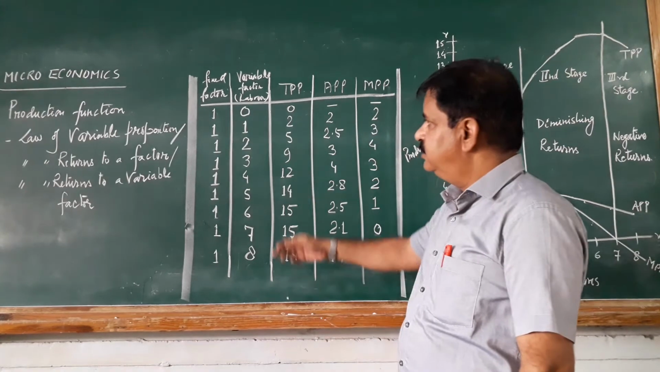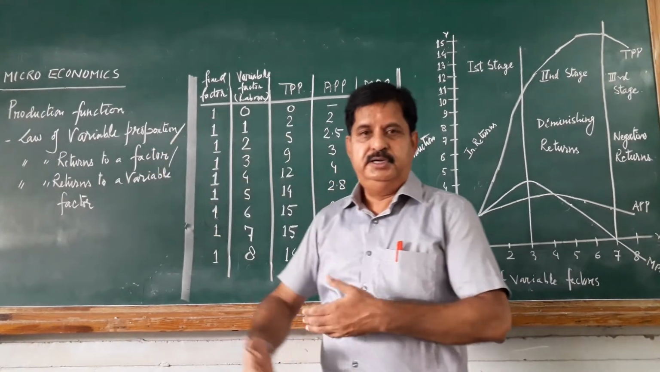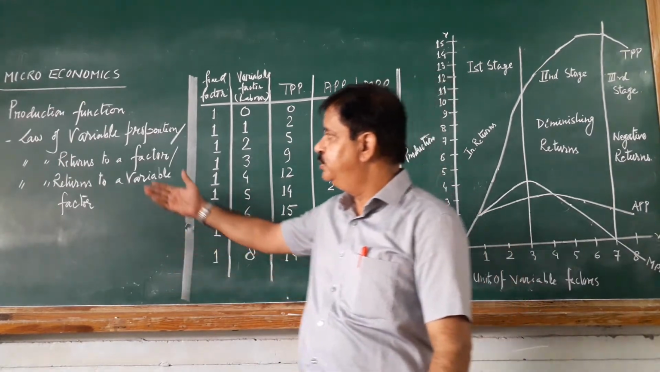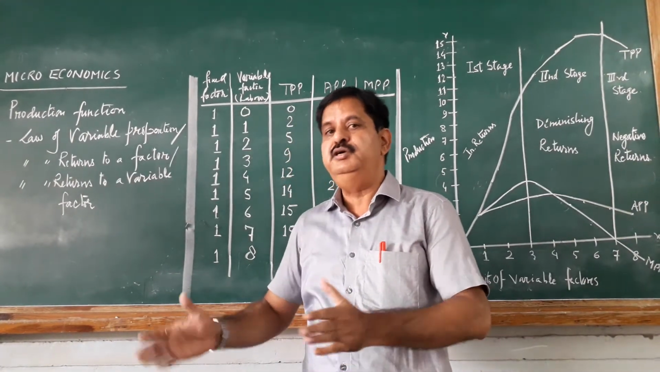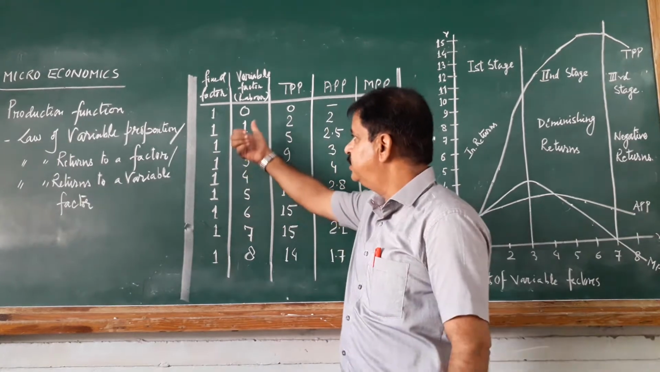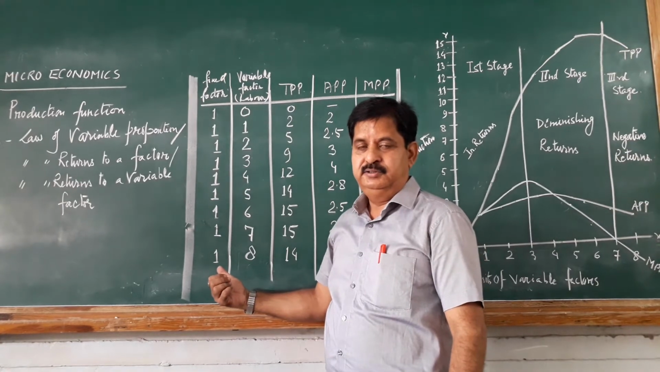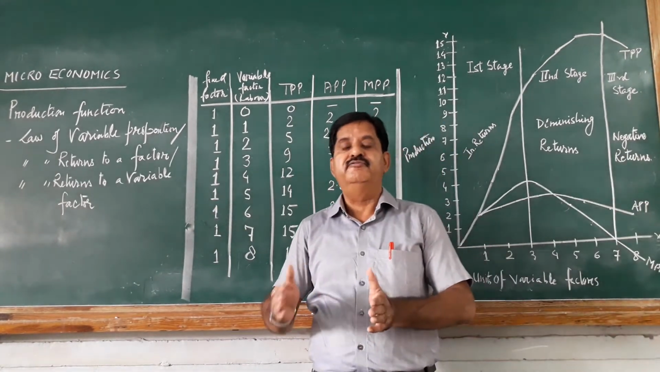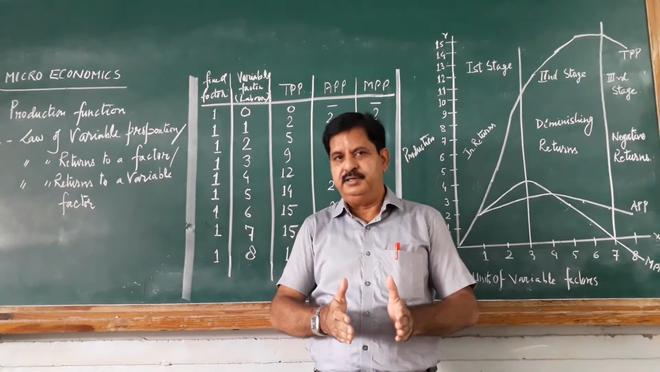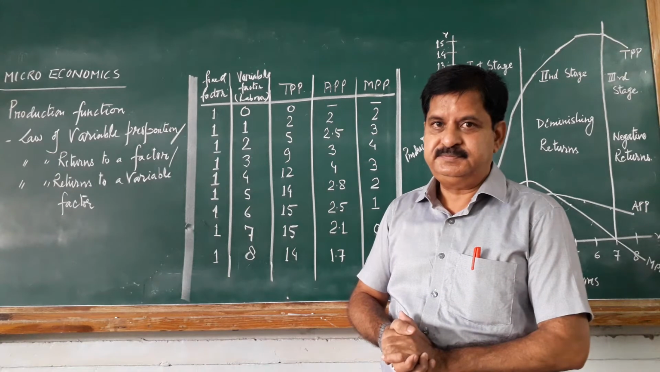See that in this law, variable proportion is known by other names also. It may also be called the law of returns to a factor, because here only one factor is changing. So it is called the law of returns to a factor, or it may be called the law of returns to a variable factor.